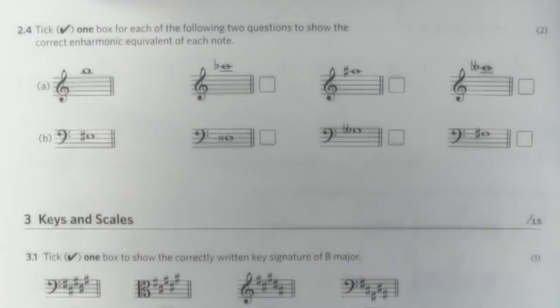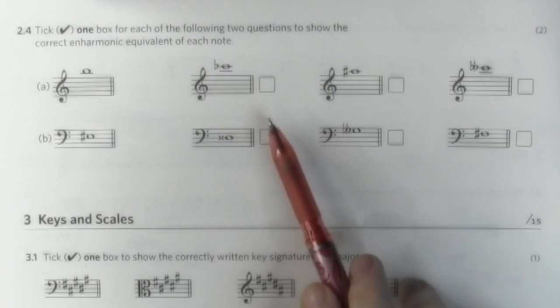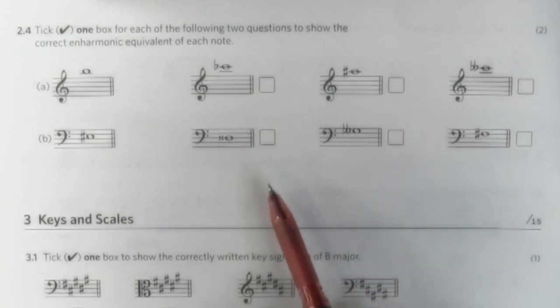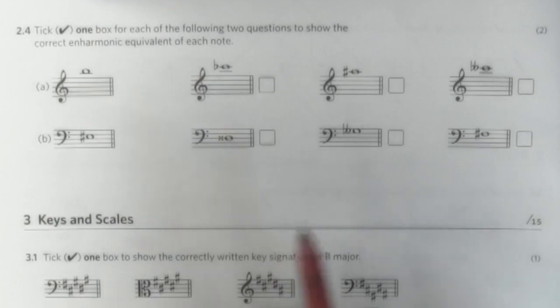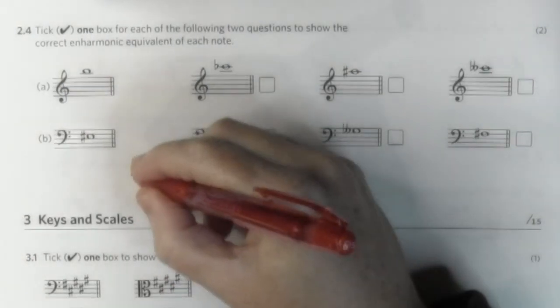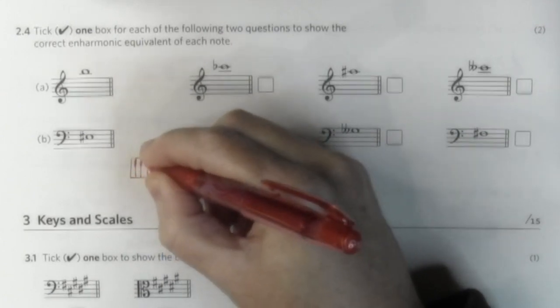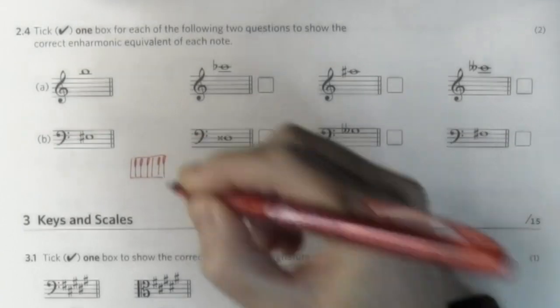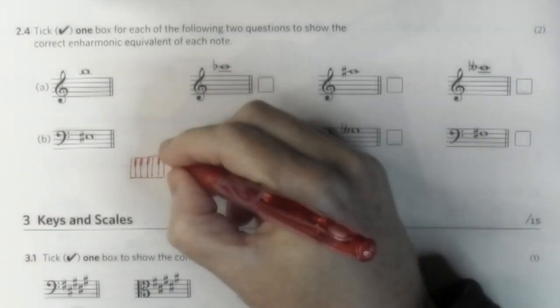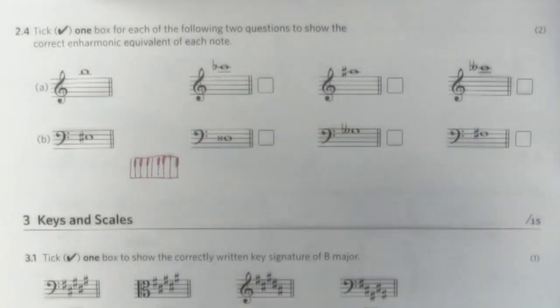In this last question of section 2, we need to tick the box that shows the given notes written in their enharmonic equivalent. Now, the enharmonic equivalent is a note that has the same sound of another one, but another name. So we need a small keyboard. Okay, and now it's not enough. I think now it's okay.